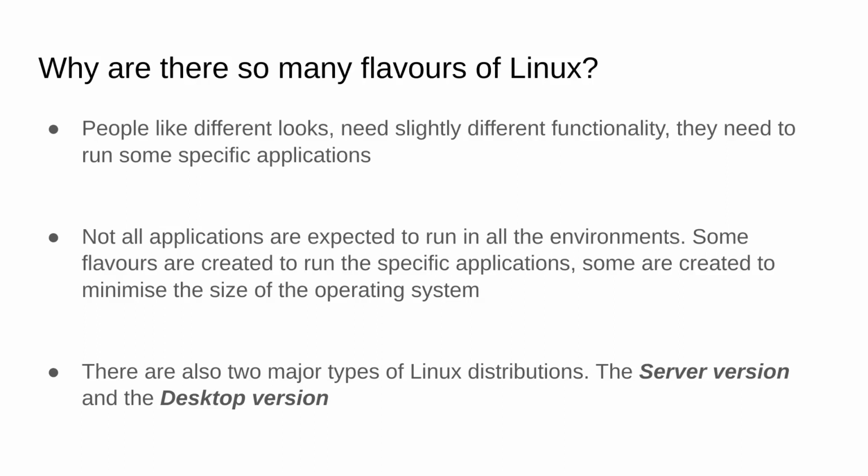Not all applications are expected to run in all the environments. Some flavors are created to run in specific environments. Some are created to minimize the size of the operating system, for example, Puppy Linux. Some other flavors may have evolved just to use a particular window manager. Now there are two major types of Linux distributions, the server version and the desktop version.